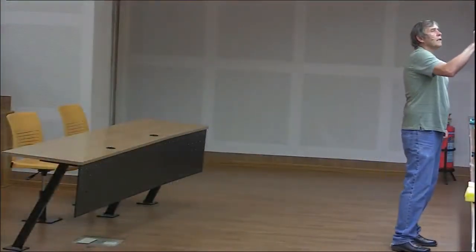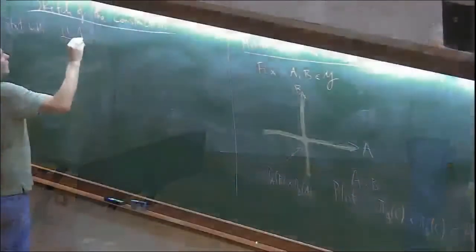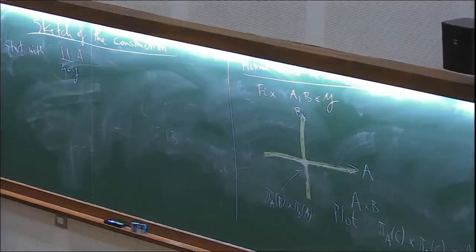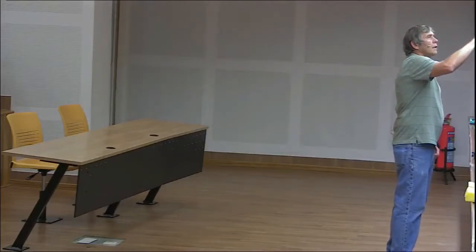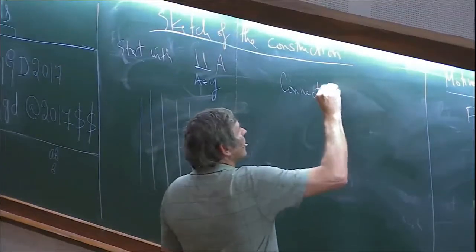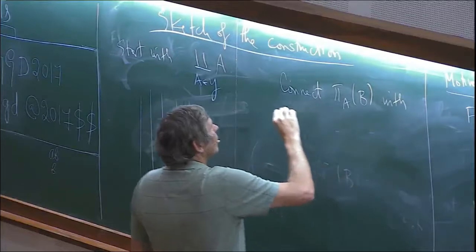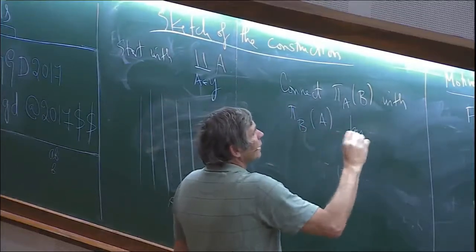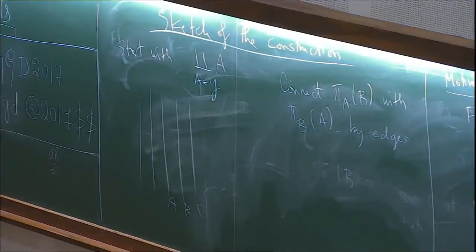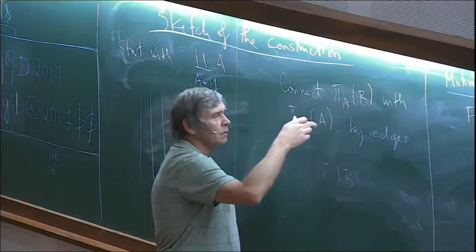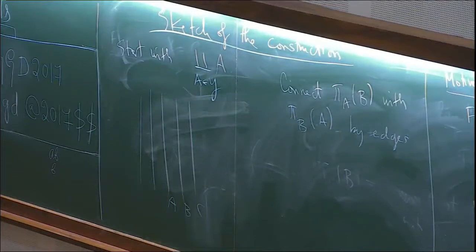You start with the disjoint union of the A's for A and Y, and so there's a space like that. So this is the A, and then there's B, and there's C. And now I'm going to connect certain pairs by edges. Connect pi A B with pi B A by edges. Here I mean every point in here with every point in here. If I have to make it equivariant, or you can live in the world of graphs and then just connect vertices from here to vertices from there. That's not so important.